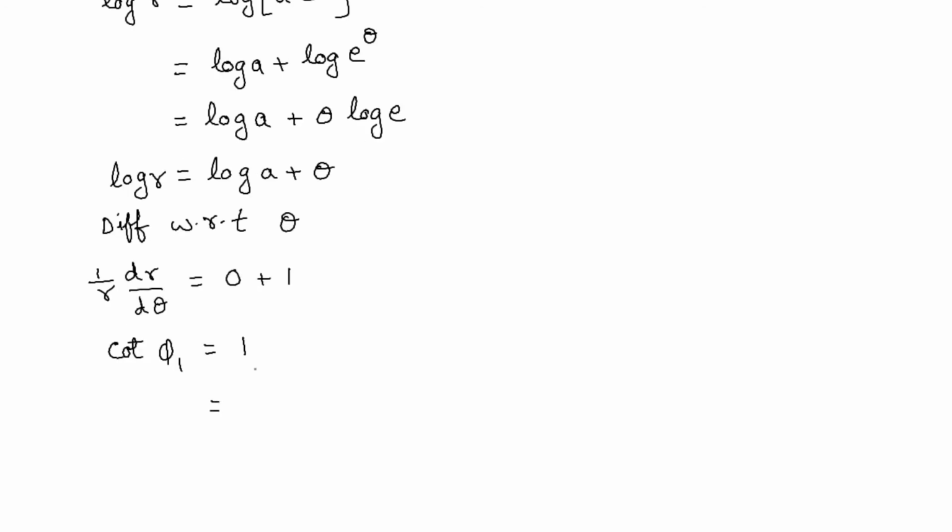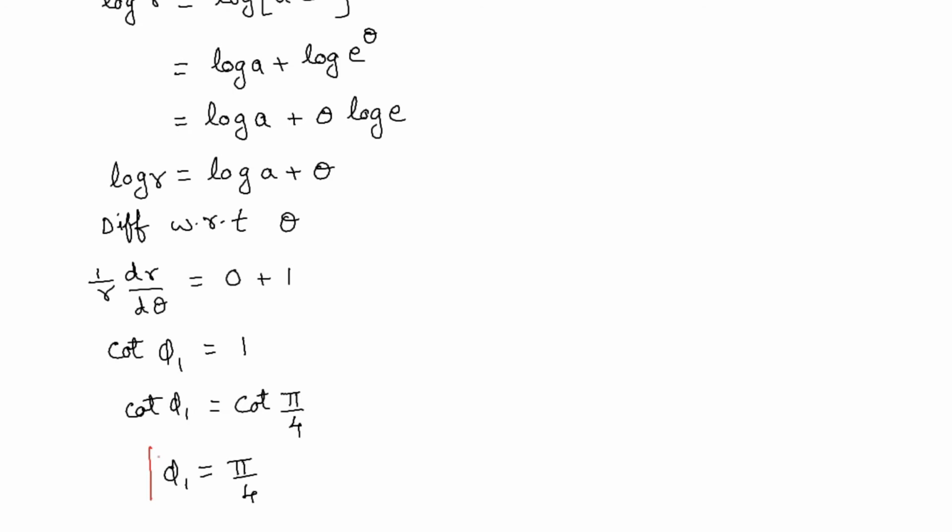So can we express this 1 in terms of cot? We know that cot of 45 degrees will be 1. So therefore we have the value of phi 1 to be equals to pi by 4.